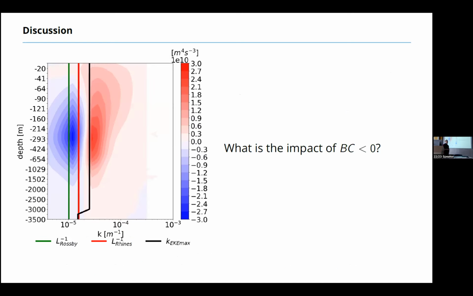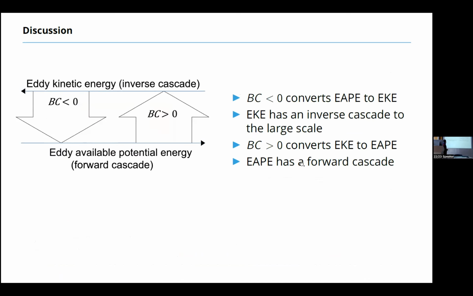Okay, now that I've given this explanation, I want to talk a bit more about the impact of the negative baroclinic conversion, because it's clearly there in the isotropic turbulence regime. And what I suggest basically is that there is an energy cycle between the flux of energy in k-space and the baroclinic conversion terms. So basically, baroclinic conversion feeds EKE here at a scale a bit larger than the Rossby radius. Then you have the inverse cascade up the scale.